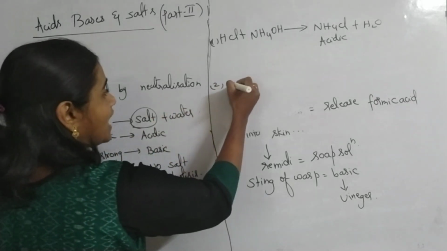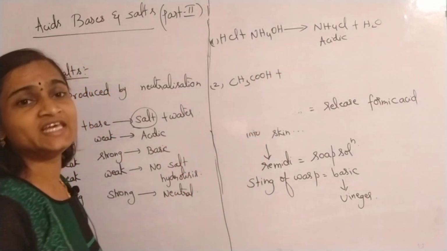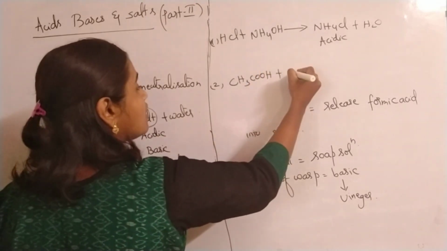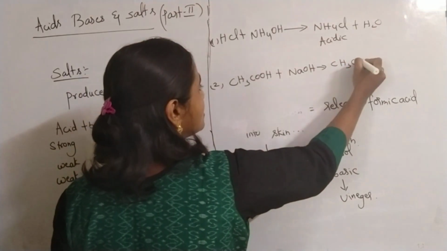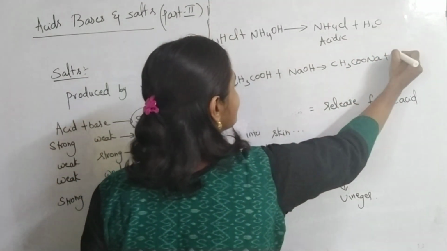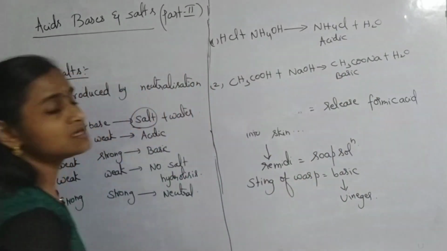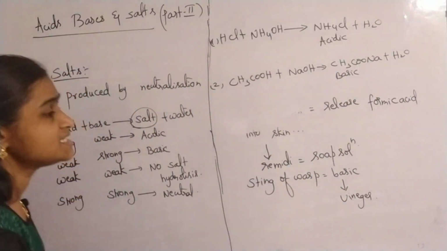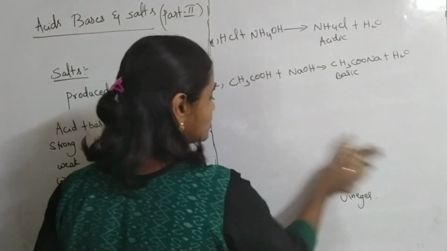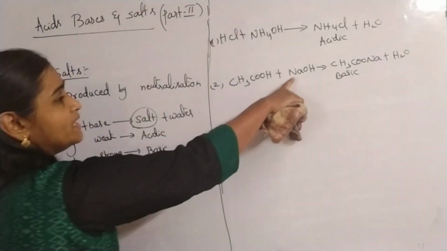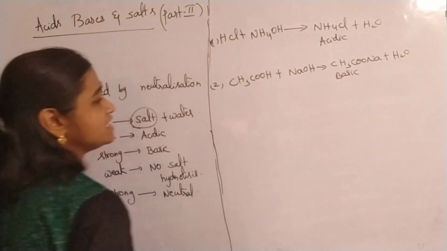Suppose if you take the example for the second case where acid is weak and base is strong. For that we take the example of acetic acid, which is considered to be a weak acid, and the strong base is NaOH. The so formed salt is what? CH3COONa, sodium acetate, plus water. This is a basic salt, because the base is strong and the acid is weak. In order to make the salt with the neutralization process, the base taken is strong and the acid is weak, so the resultant salt is basic in nature.